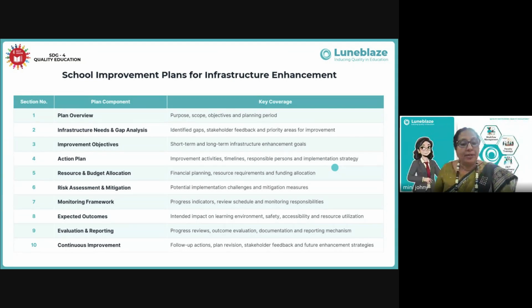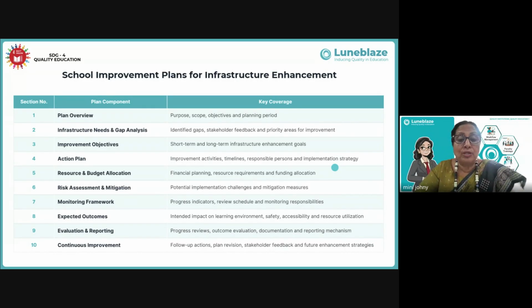Action plan, we have gone through. Resource and budget allocation, again financial planning, resource requirements and funding allocation. Risk assessment and mitigation: potential implementation challenges and mitigation measures. As we are saying, school is a place where human beings, living organisms, are present. So there is always a chance of, say, an electric shock. I do not want to say these things because I believe we should always pray that our school be very safe for us as well as for our children.